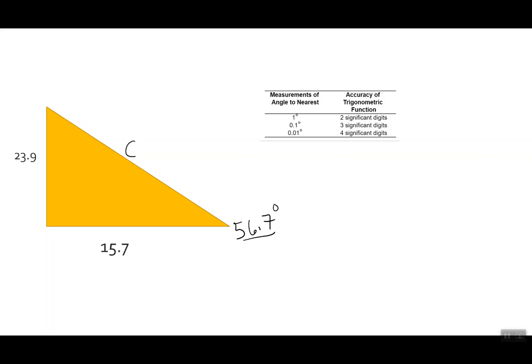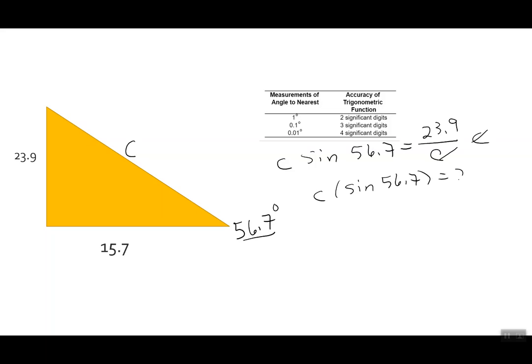So now to get the value of C, I have two choices. I can use trig, I can use the Pythagorean Theorem. Let's start with trig. The trig part would say, let's use the sine of 56.7. It would be the opposite, 23.9, over the hypotenuse C. I'm going to start by multiplying both sides by C. So now I have C sine of 56.7 is 23.9. And we're going to have to divide by the sine of 56.7. Okay. 23.9 divided by the sine of 56.7 gives me that C is equal to 28.6.